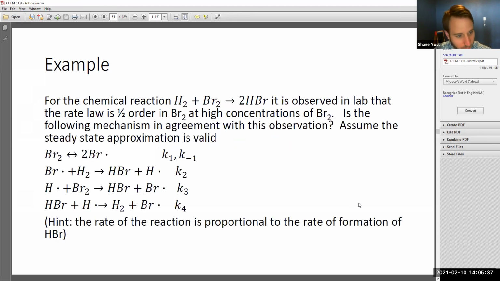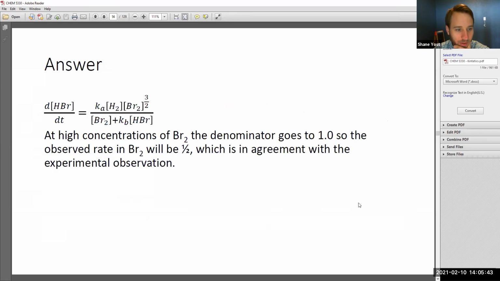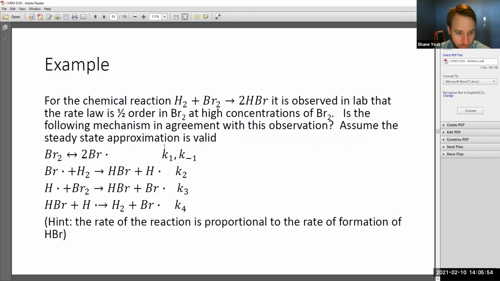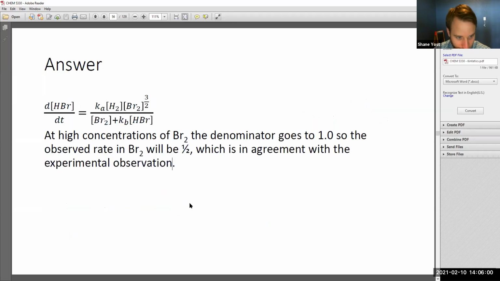Let me move on. There's another example here. This is definitely a very complicated example, but it shows the final solution for what this d[HBr]/dt comes out to be. Now, kA and kB are some products and ratios of some of these rate constants, k1, k minus 1, k2, k3, and k4. But if you work things out, you can work out what this final functional form is.